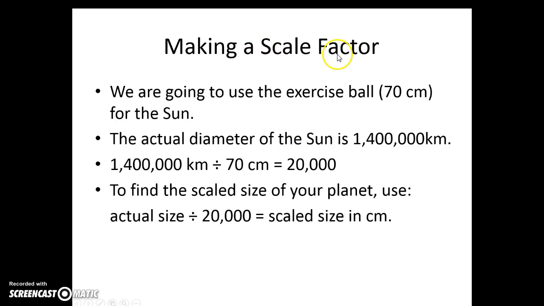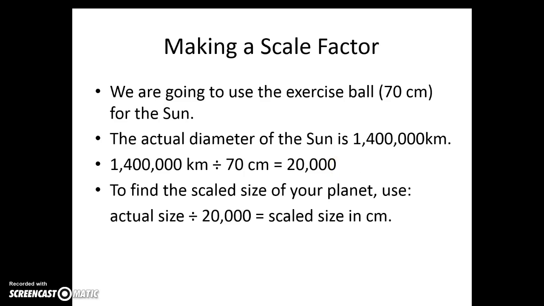Now we need to make the scale factor. This is how we're going to use math to take something the size of a planet and fit it into our classroom. With the exercise ball as the sun, we know by looking at any chart that the actual diameter of the sun is 1,400,000 kilometers. Very large. That should already be on your paper. In the spot after the first note that you took, where it says what equation will we use, you are going to write this down. 1,400,000 kilometers, actual size of the sun, divided by 70 centimeters, that's the size of our exercise ball, is going to equal 20,000. 20,000 is our scale factor.